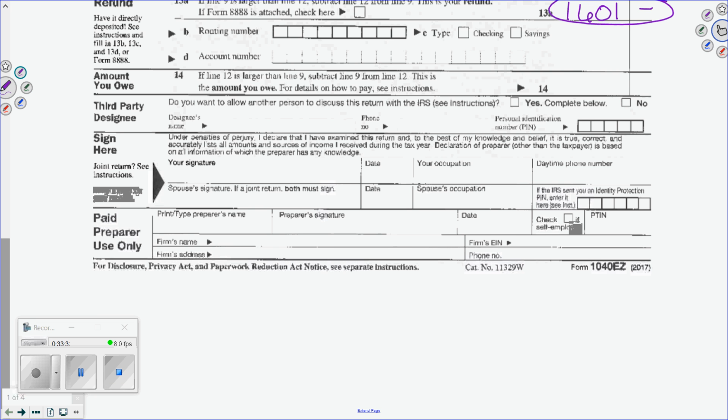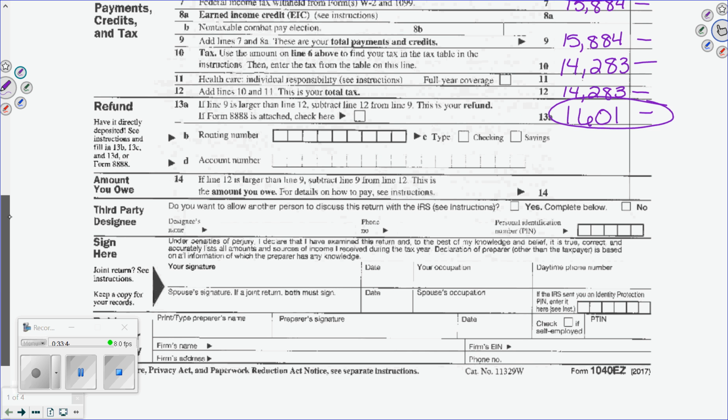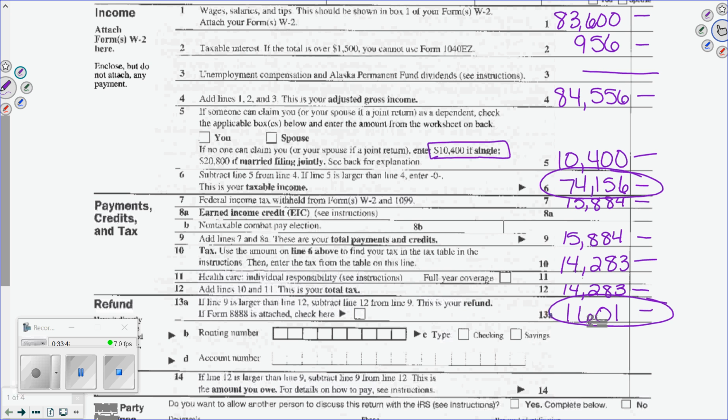As far as everything else down below here, third-party designee, so if you want someone else, this is all stuff you'd have to sign. This is not actually your tax returns, we're not going to sign them. And then if somebody prepared your taxes for you, they would sign saying that they actually filed them for you, so they're responsible for it. So as far as what we will fill out, that would be where we stop. Whether we get a refund or we owe money, we would stop right there. All right, that's a 1040 Easy.